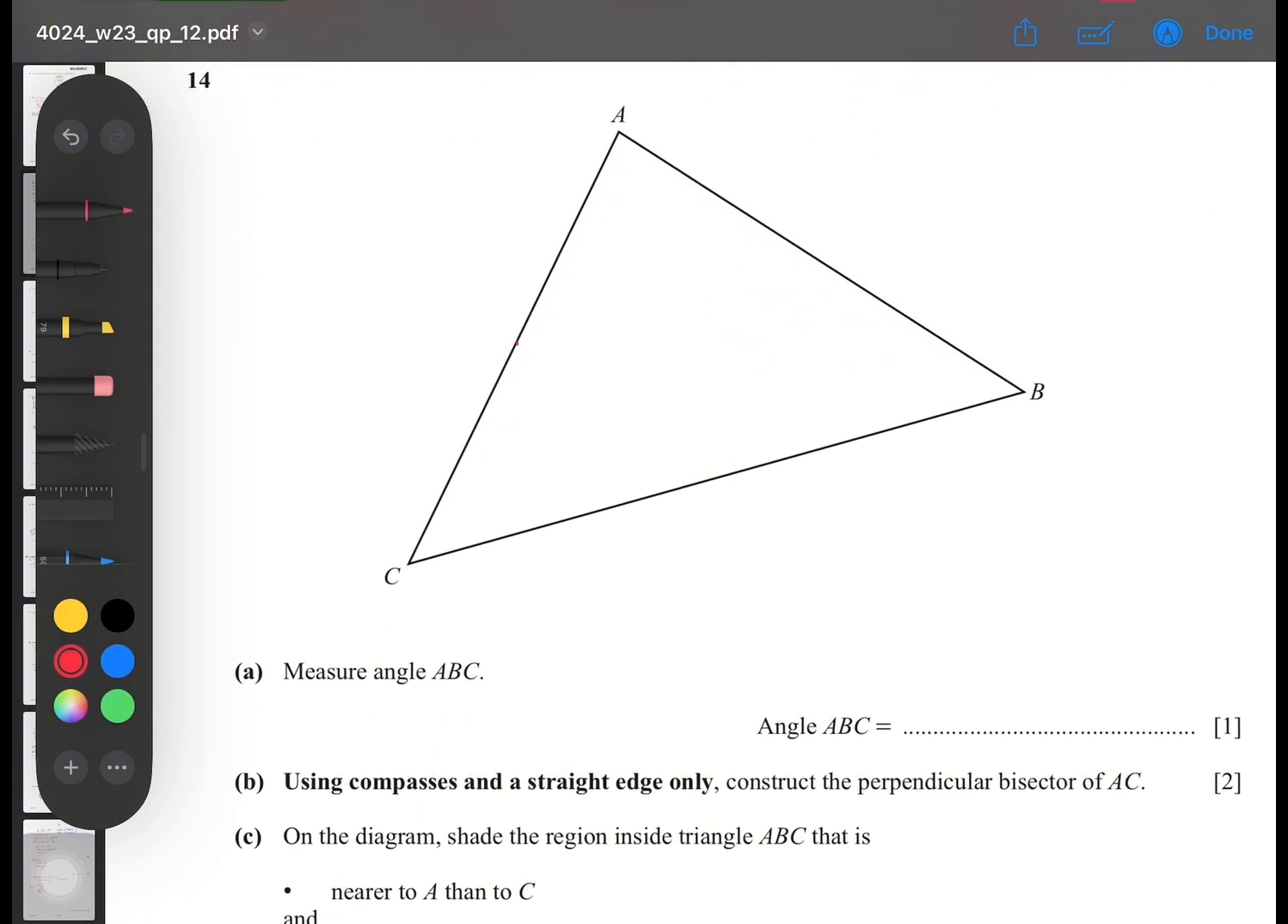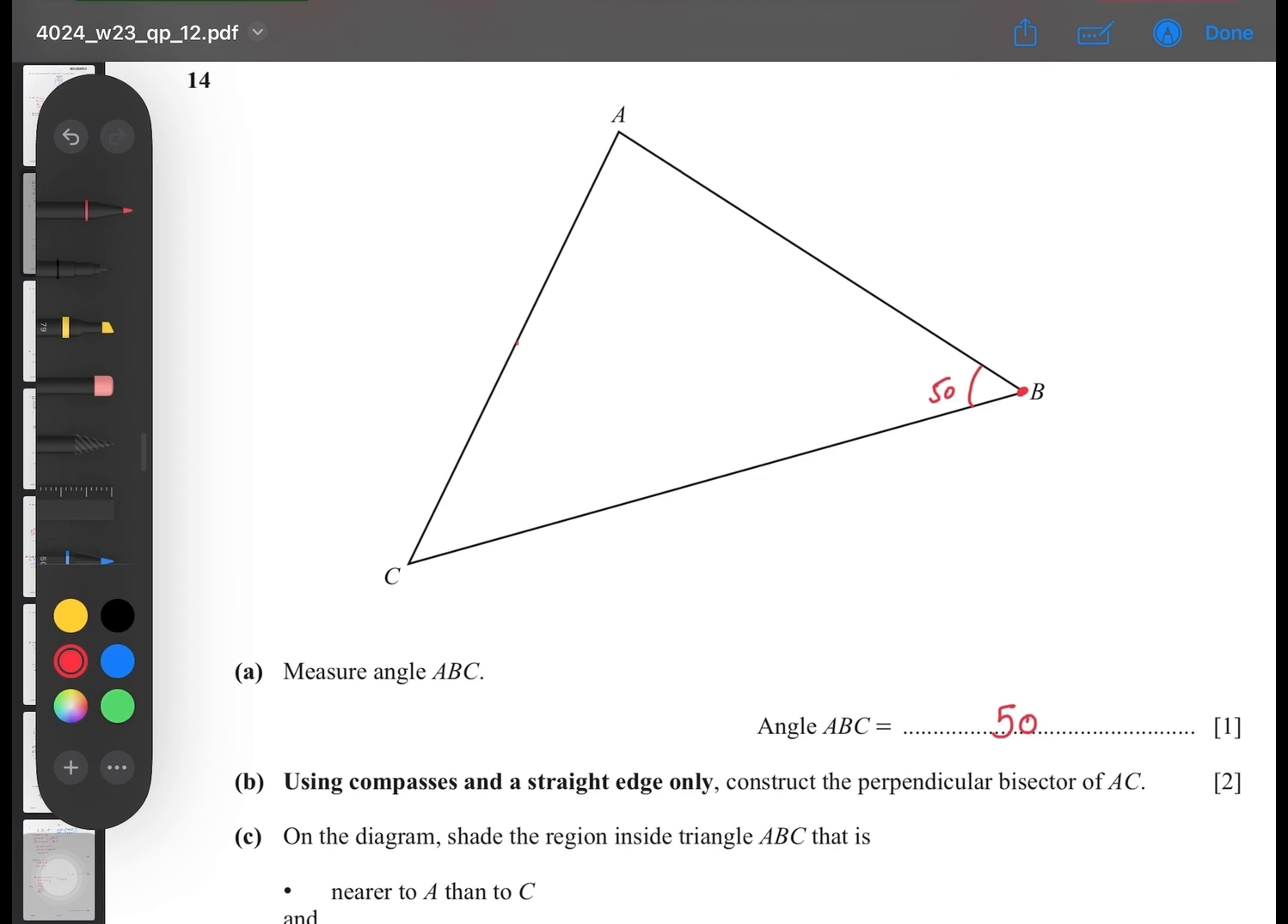Question number 40. Measure angle ABC. So to measure the angle B, we have to keep the protractor on point B, and I will measure, so it will be 50 degrees. So the angle is 50 degrees. Using compasses and a straight edge only, construct the perpendicular bisector of AC. So you have to draw the perpendicular bisector of AC.